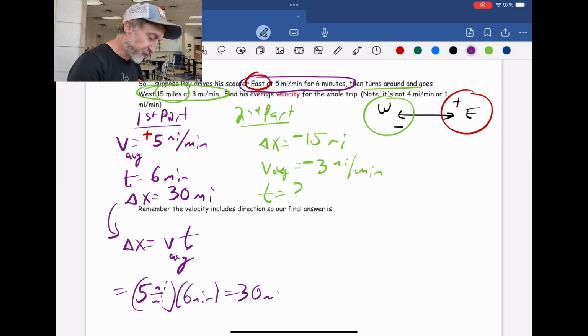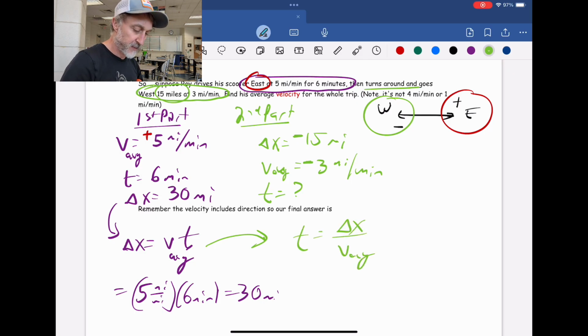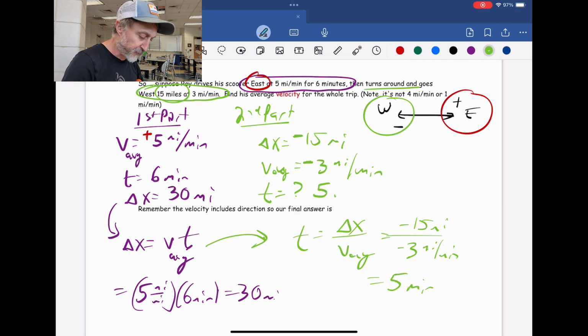Okay? For the second part of the trip, I need to find the time. Well, if I algebra this, divide both sides by v average, I get that time is displacement over average velocity. So he went negative 15 miles at a rate of negative 3 miles per minute. Divide, that's going to give me 5 minutes. So that's how long the second part of the trip took.